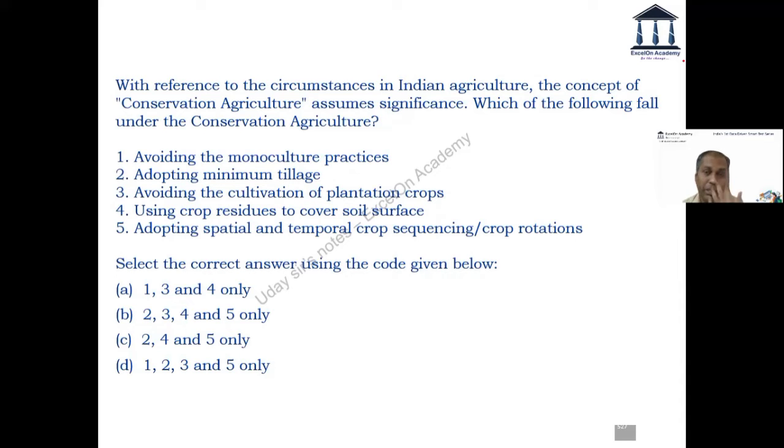With reference to circumstances in Indian agriculture, the concept of conservation agriculture assumes significance. Okay, so they're asking something about conservation agriculture. Which of the following fall under the conservation agricultural practice?